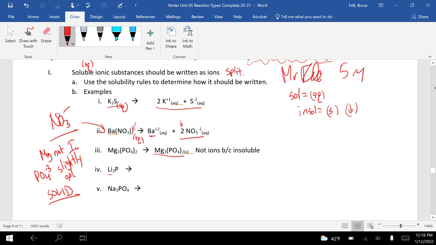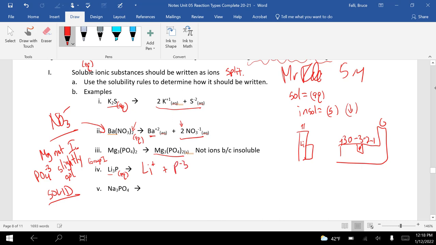Li3P. Li is group 1. And if it's group 1, that means it's aqueous, which means I need to write it as ions. Lithium in the periodic table. Remember, the periodic table shows us our ion place. Lithium's right here. It's plus 1. And then phosphorus is all the way down here. Plus 3, 0, minus 3, minus 2, minus 1, 0. Phosphorus is right here. So it's going to be P minus 3. And notice I have 3 lithiums, so I put a 3 here. Okay.